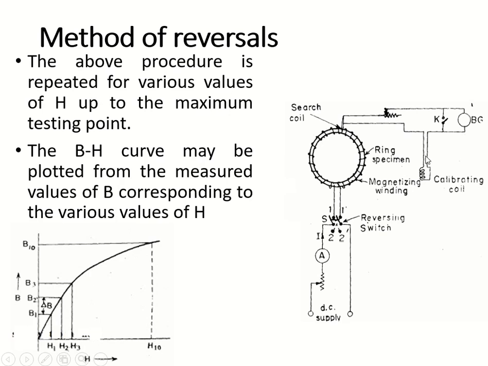How will you increase the value of H? By increasing the value of the DC supply, or by changing the value of the rheostat, you can adjust the value of current, or increase the current, thereby increasing the field intensity. The corresponding value of B, the magnetic flux density, is noted using the ballistic galvanometer, and you can plot it on a normal graph sheet. This is the BH curve using the method of reversal.